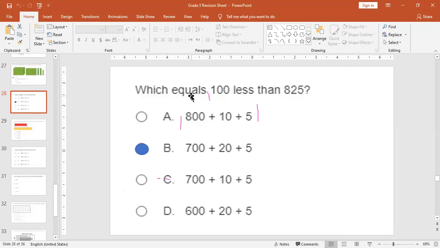Then I complete 28, which equals 100 less than 825. So he wants me to do what? To do 825 minus 100. 825 minus 100 is 725. So what equation gives me 725? This equation, B. Let's complete.